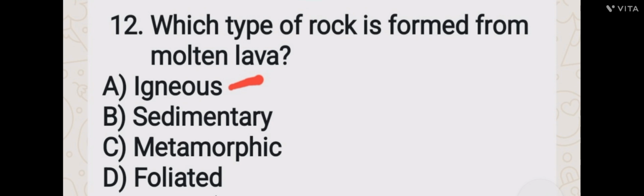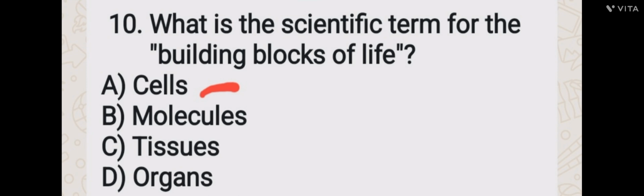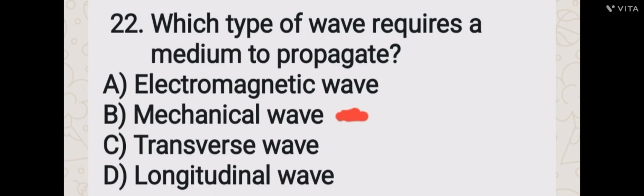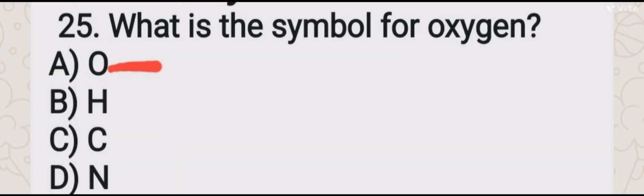Option A. Igneous rock. What is the scientific term for the building block of life? Option A. Cell. What is the unit of energy? Option A. Joule. Which type of wave requires a medium to propagate? Option B. Mechanical wave. What is the symbol for oxygen? Option A. O.